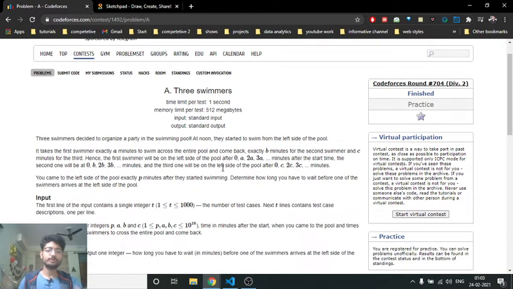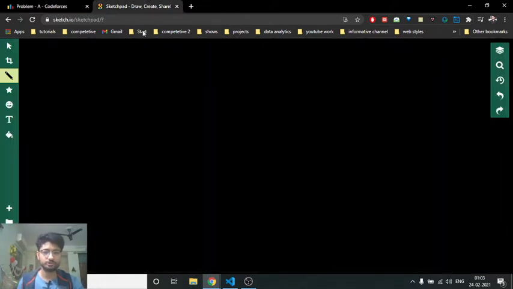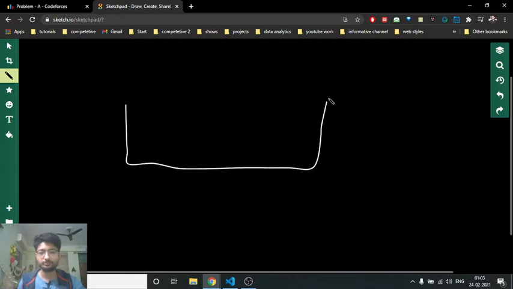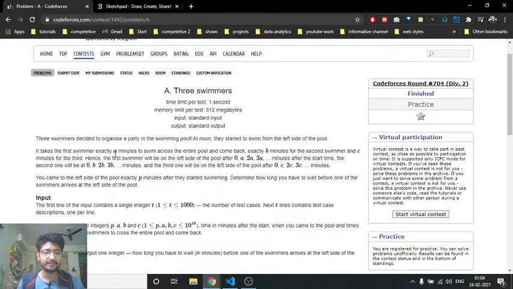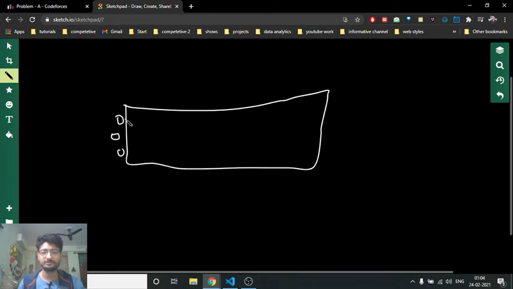So the problem statement states that there are 3 swimmers and there is a swimming pool. You can assume that there is a swimming pool like this, and there are 3 swimmers at the start of the swimming pool. Now it takes a minutes to swim across the entire pool for the first person. So the first person will go from this point to this and this point to again this point in a minutes. For the second it is b minutes, and for the third it is c minutes.